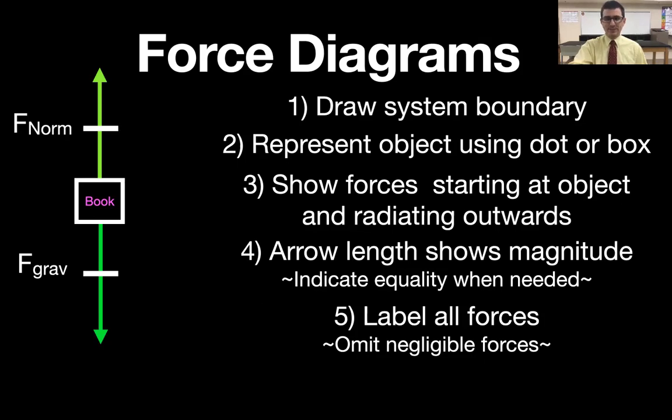And then last but not least, make sure that you label all of your forces. Here I have force grav and force norm. You can use any of the abbreviations you saw on the previous slide, like I could do FN and FG. That's fine too, but just make sure that your forces are always labeled. They're not just random arrows hanging out in the middle of nowhere. And you can omit negligible forces, like if something is falling with negligible air resistance, you would not add the air resistance. So that's just the very basics of force diagrams.